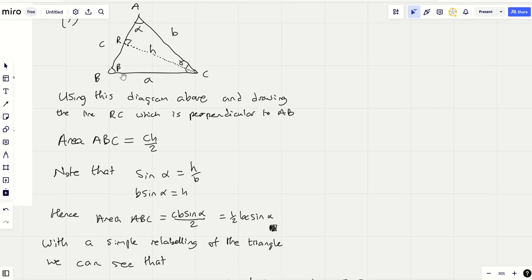It's saying you need two lengths and the angle in between them to find the area of a triangle, and you just do a half times B times C times the sine of the angle between those two lengths. So it doesn't matter whether we start here, here, or here. We just need to make sure we're using the appropriate two sides and the angle in between.